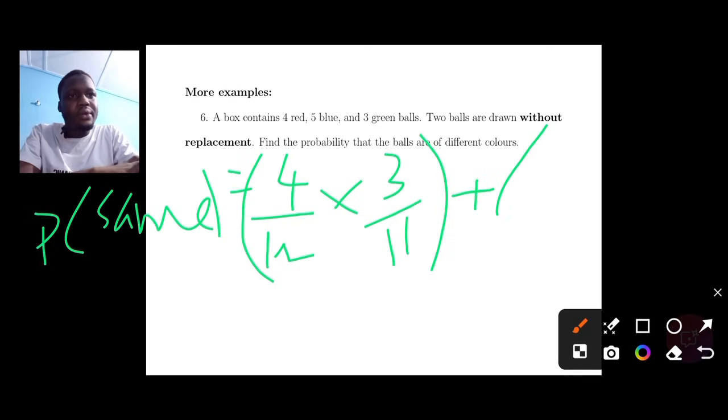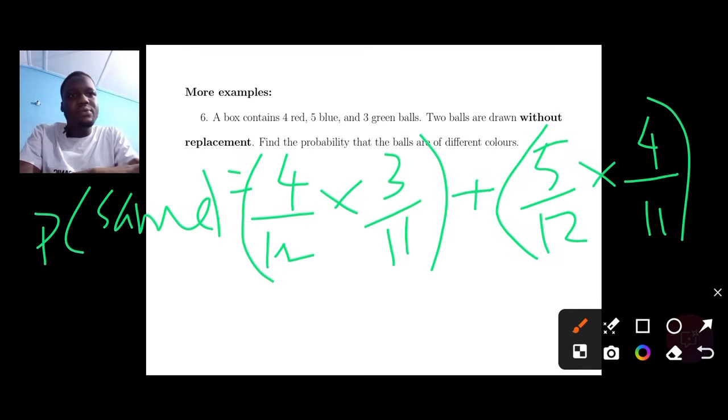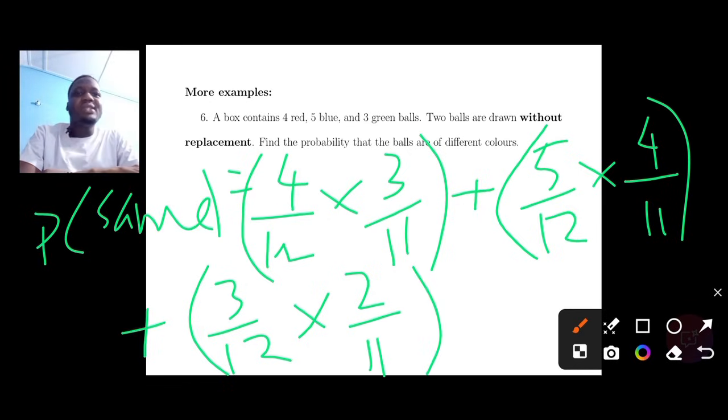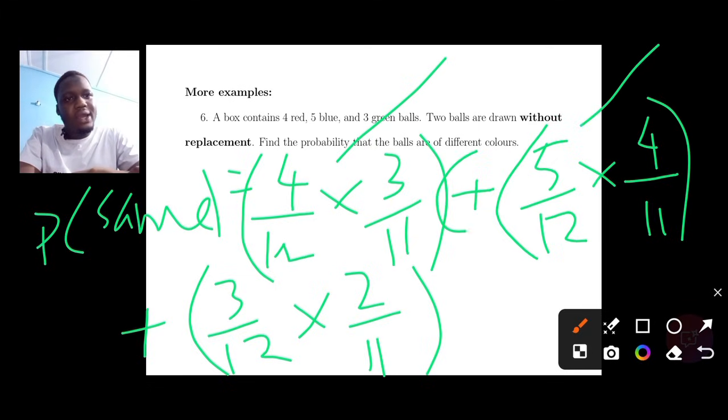Or first one is blue and second one is blue. You get it from the previous examples. Or first one is green and second one is green. So this is the probability of the same. Either the first one is red and the second one is red, or, so the or comes here.